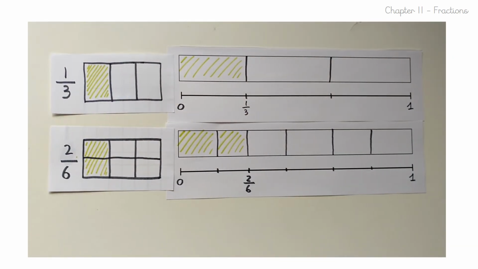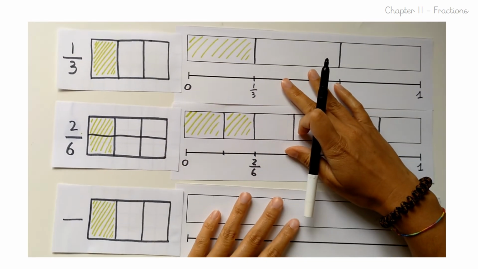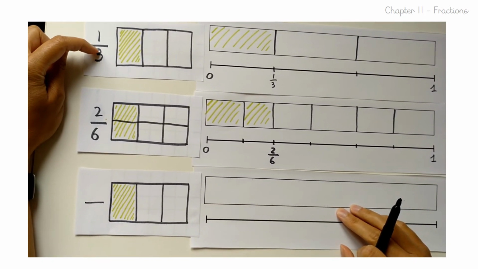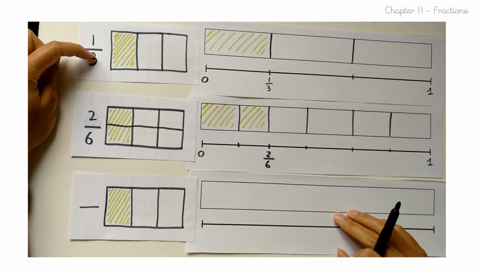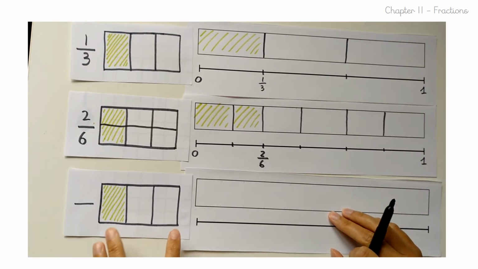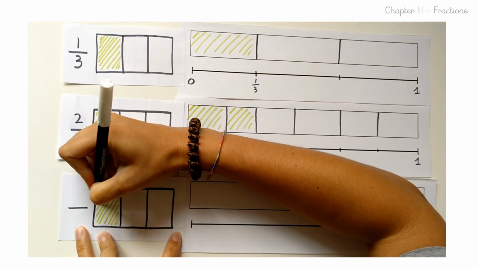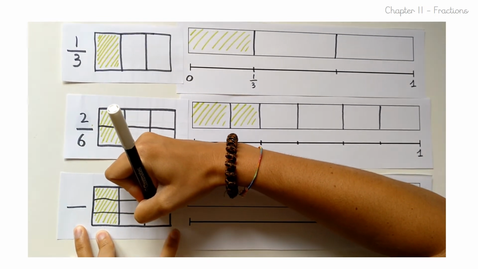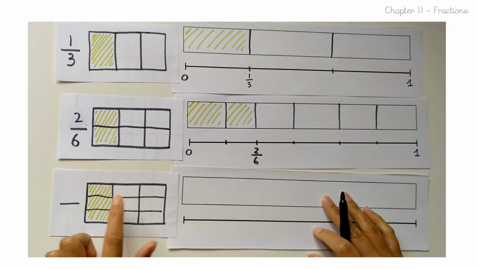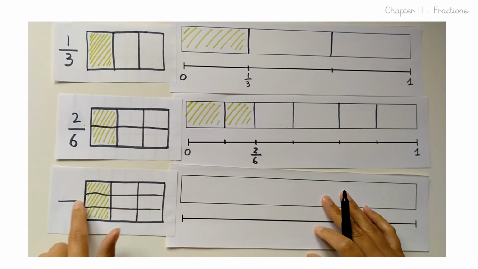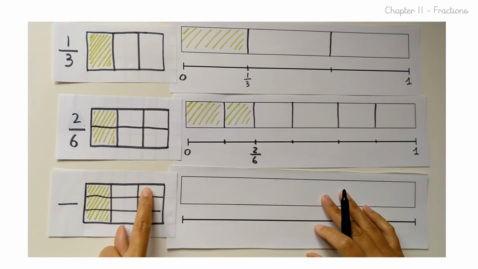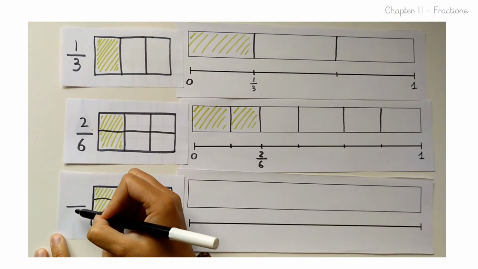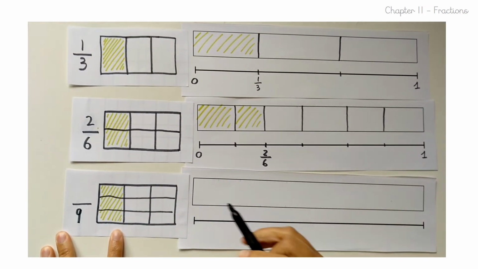Let's do one more. I'm going to start with my same whole. So 1/3, we're looking for fractions equivalent to 1/3. And now, instead of drawing one horizontal line, I'm going to do two horizontal lines. Now, into how many equal parts have I divided my whole? 1, 2, 3, 4, 5, 6, 7, 8, 9. So my denominator is going to be 9.